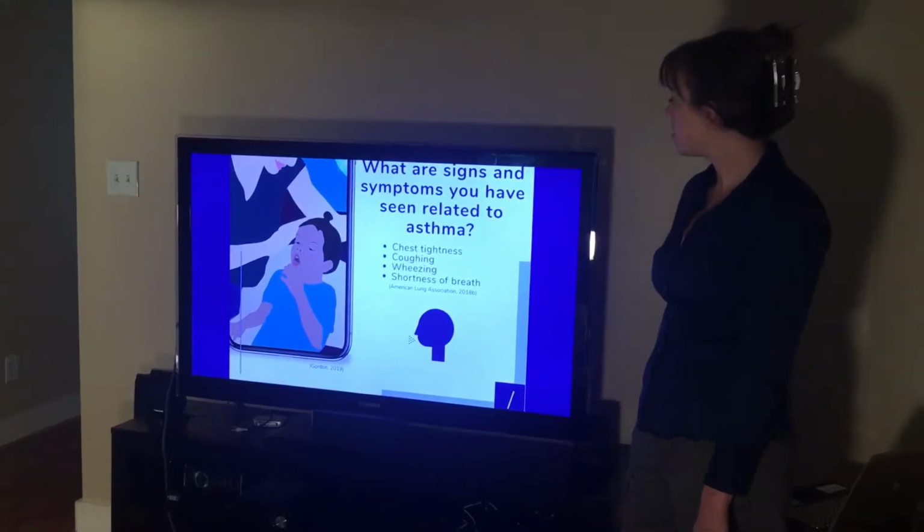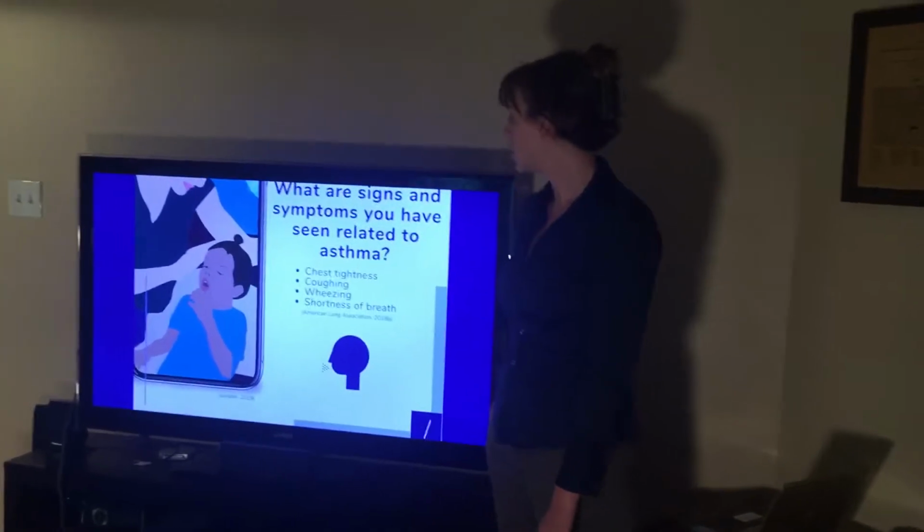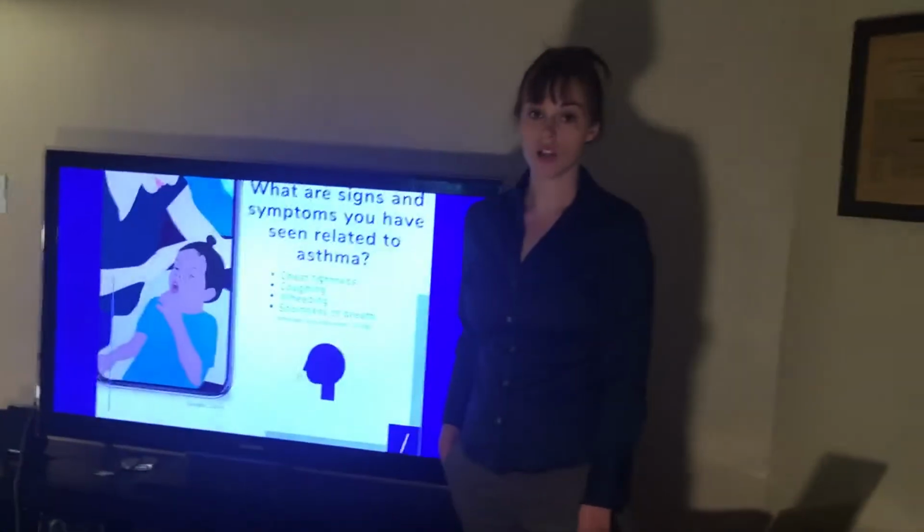So what are some of the signs and symptoms related to asthma? The most common that you'll see are chest tightness, coughing, wheezing, and shortness of breath.